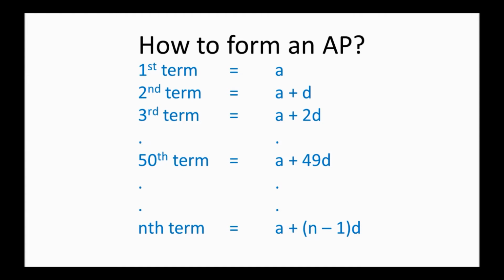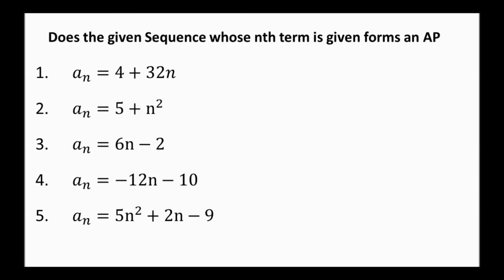Suppose the nth term of any sequence is given to us and we want to check whether that an is the nth term of an arithmetic progression or not. How will we do that? Let's take a few examples and discuss. So here are the few examples. In the first case, an equals 4 plus 32 times n. Second, an equals 5 plus n square, and there are the rest of the examples.